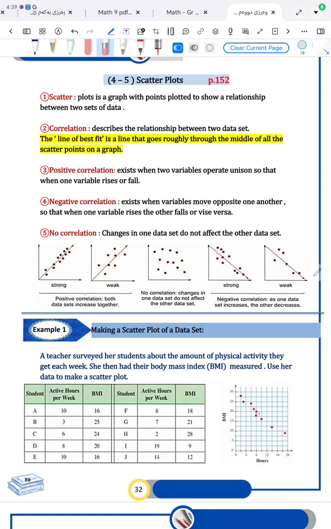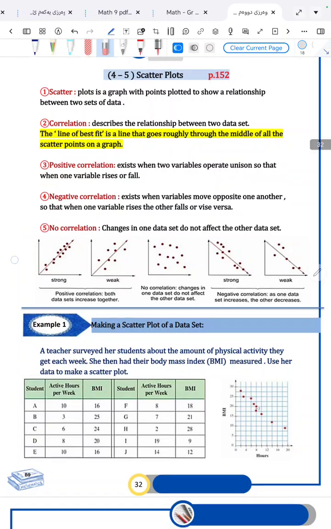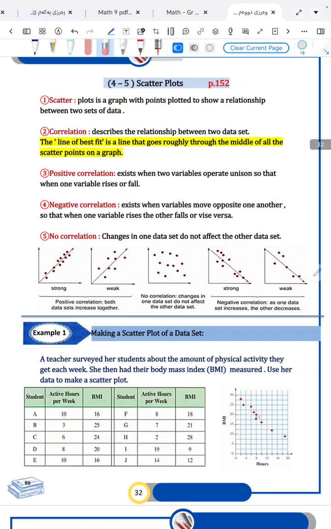Hello students, in this video I'm going to explain chapter 4 lesson 5, scatter plots, page 152. Okay, what's the meaning of scatter plots? A scatter plot is a graph with points plotted to show a relationship between two sets of data.